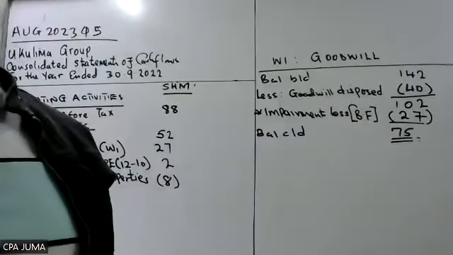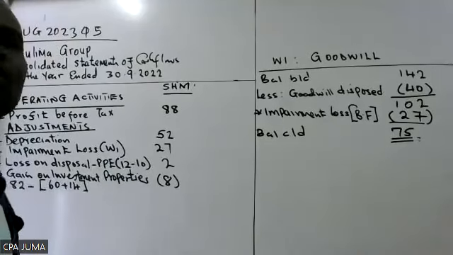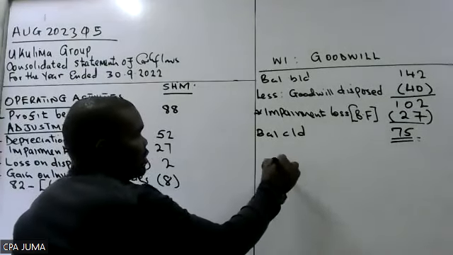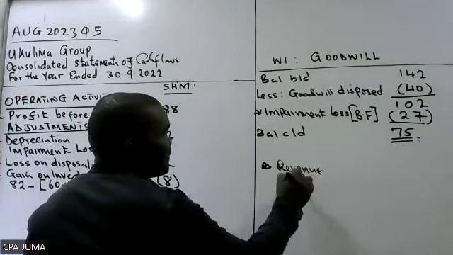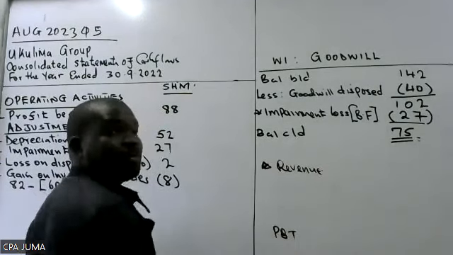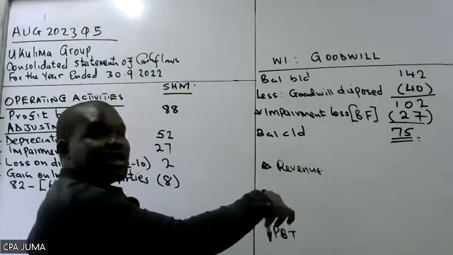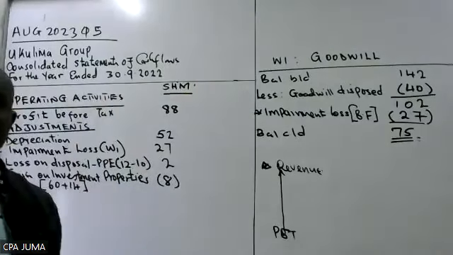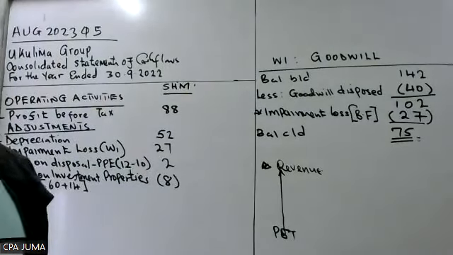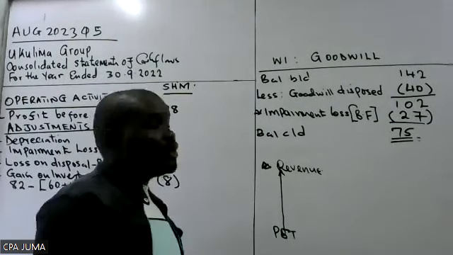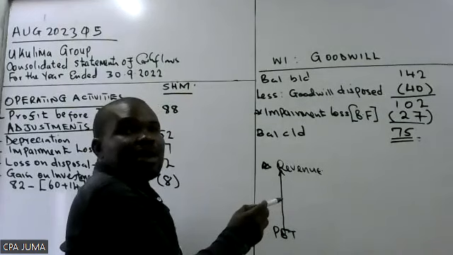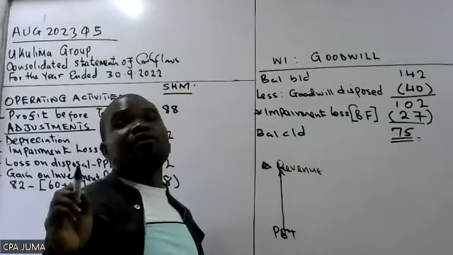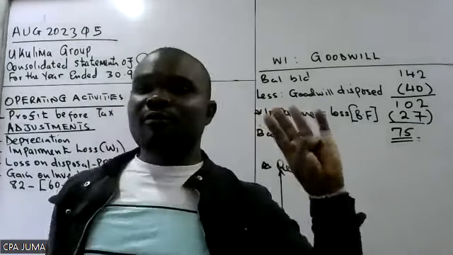Let me use casual English. Take your eyes to where we have revenue and PBT in the profit account. So I want you to place your eyes in this space. We want to check items appearing between revenue and PBT which were not part of operations.